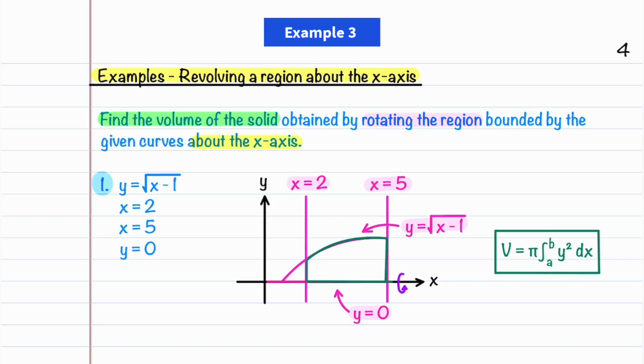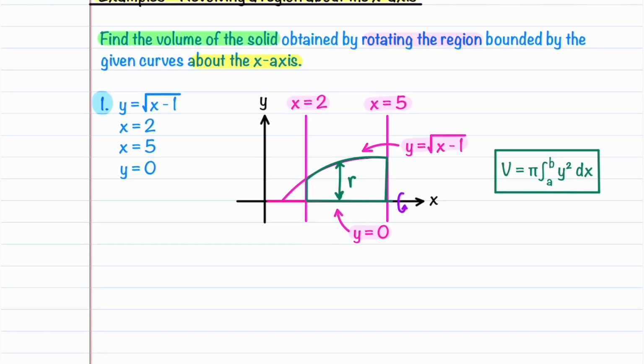The radius of our solid of revolution is this radius right here, and you can see that it's equal to y. So the formula that we're going to use is the volume is equal to pi times the integral from a to b of y squared dx. And that's because our cross-sectional area is pi r squared. X is going to range from 2 to 5, and this is our y. Let's go ahead and put that in.